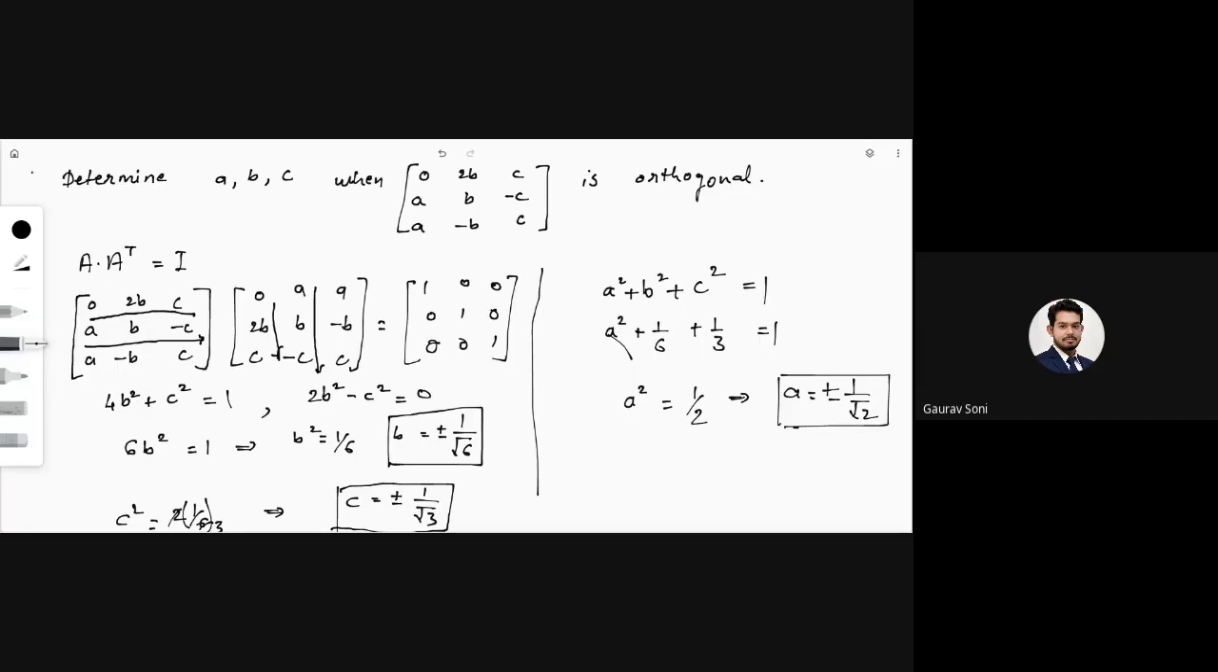Okay, by the time I do the attendance, you can solve this. Find A, B, C, where the matrix is given to be: 1 by 3, 2 by 3, A; 2 by 3, 1 by 3, B; and third one, 2 by 3, minus 2 by 3, and C. Do it.